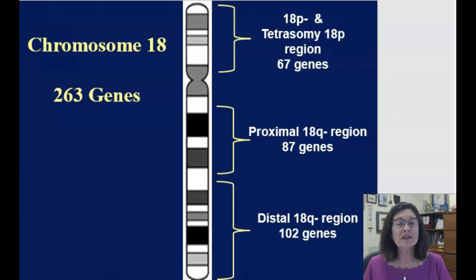And there are 263 genes on chromosome 18. There are 67 genes on the P arm, so those would be genes affecting those with 18p minus or tetrasomy 18p or partial trisomy 18p. There are 2 regions of the long arm. There's one region right in the very middle of the long arm that nobody has a deletion of. Obviously, people with full trisomy 18 have a duplication of it, but nobody has a deletion of it. So there are 2 sections of the long arm, one with 87 genes, the proximal region, and one with 102 genes, the distal region of 18q.